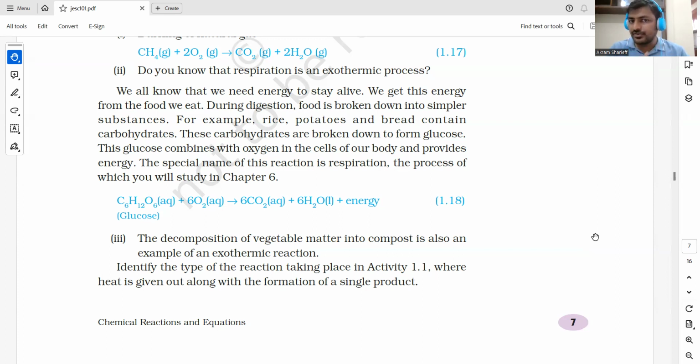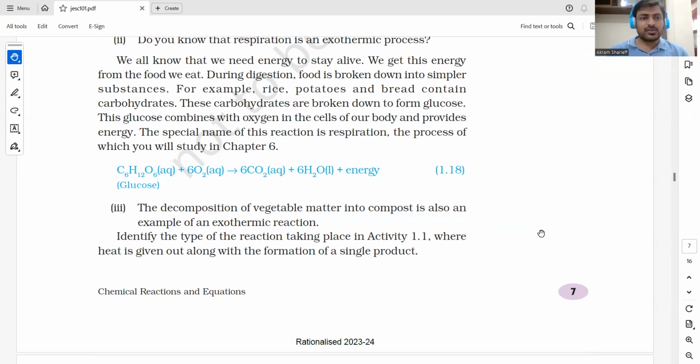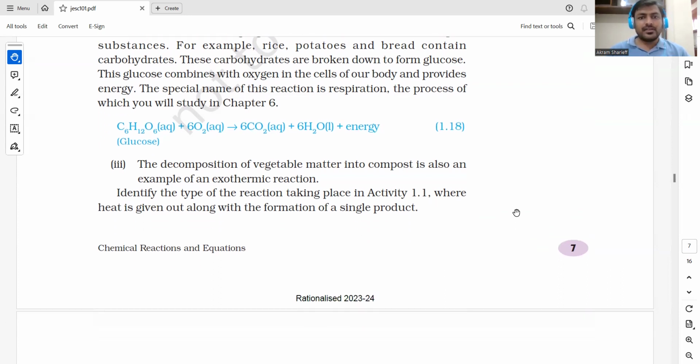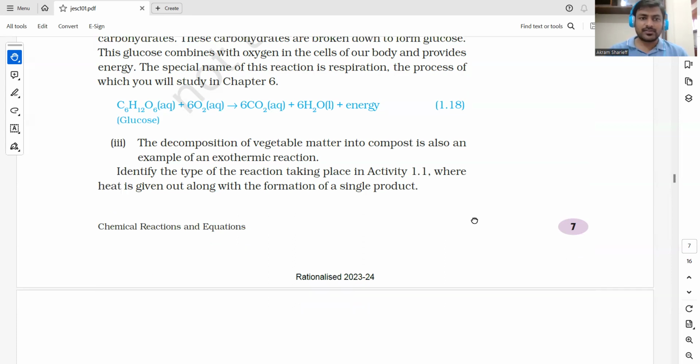Now, what will happen to the carbon dioxide that is released there? Are we not exhaling carbon dioxide? Where is it coming from? How is our body producing carbon dioxide? Because of the respiration process, that is, the breakdown of glucose. Okay, so it is an exothermic reaction. Then the decomposition of vegetable matter into compost is also an example of an exothermic reaction. You know that in bioenergy, if we deposit vegetable waste into a pit and close it with mud, after some time you will see that heat is evolved along with the evolution of methane gas. So that is also a kind of exothermic reaction.